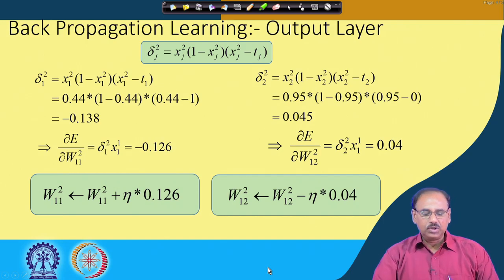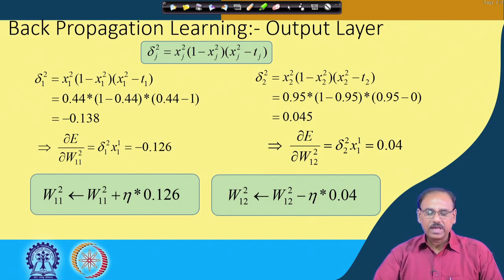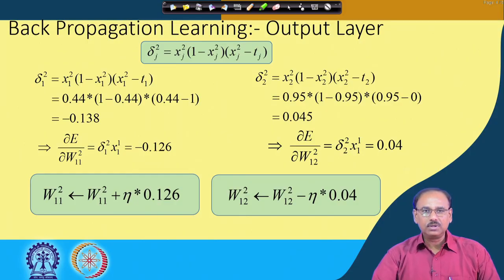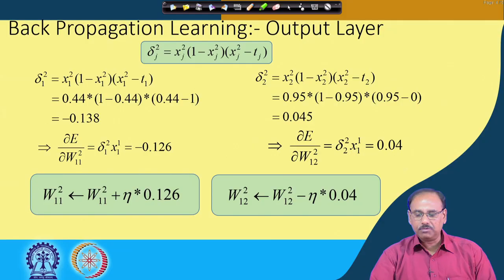That delta 1 2 is equal to x 1 2 into 1 minus x 1 2 into x 1 2 minus t 1. x 1 2 is 0.44 and t 1 is 1, because the input vector that I am considering belongs to class 1. So, t 1 equal to 1. So, as a result, when you compute this delta 1 2, it simply becomes minus 0.138. Just this computation will give you that.